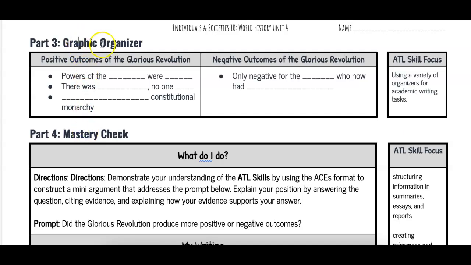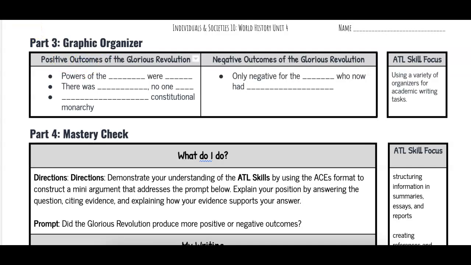Check. So our graphic organizer is a sort of T-chart. On one side, we're discussing the positive outcomes of the Glorious Revolution and any negative outcomes of the Glorious Revolution. Now in this first lesson, or this first video, I'm going to be telling you what some of them are and giving you some language stems. For future lessons, this will be on you. So we're going to learn how to do it here, so that you can do it on your own later. So we're focusing on this skill of using a variety of organizers for academic writing tasks. In this case, this kind of T-chart.